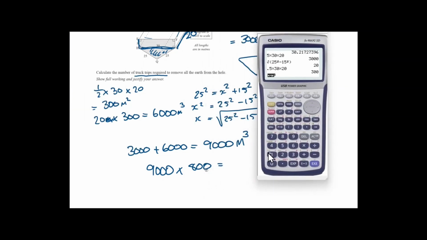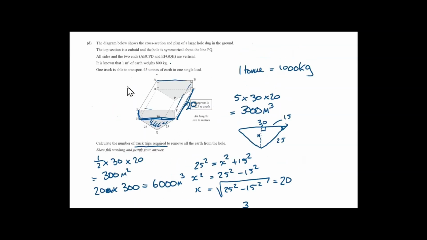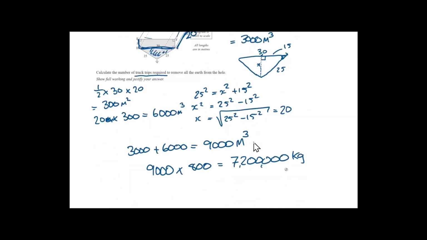It's going to be what, 72. Okay, so 9,000 times 800, 72, and then 5 zeros. 2, 3, 4, 5. So 7.2 million kilograms. And we know that each truck carries 45 tons, which is 45,000 kilograms.